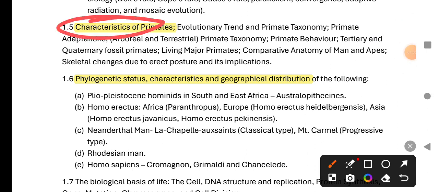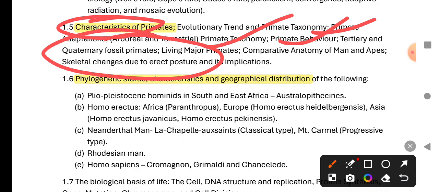What are the various characteristics which are very important? That means UPSC asked multiple types of questions related to characteristics of primates in the past, and what are primate adaptation and primate taxonomy, primate behavior, and what are various tertiary and quaternary fossil evidences.